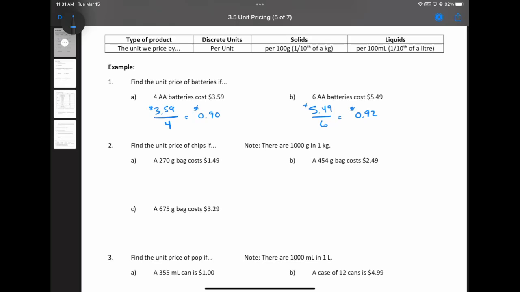knowing how to do this actually can save you money, because I've seen examples where the larger packs could cost you 20 or 30% more, but because the numbers are so weird and so hard to do in your head, people just assume it's a better deal.